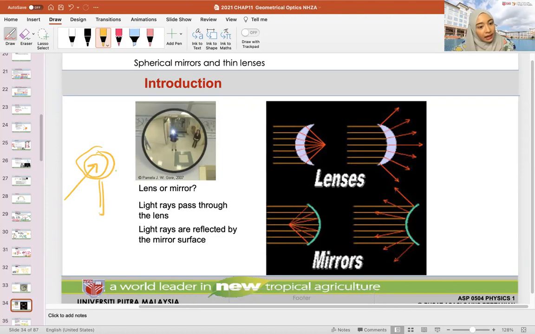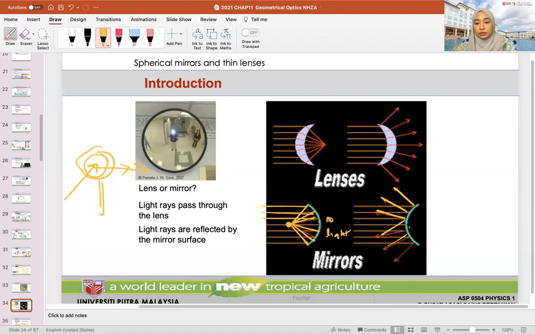If you shine light from here, it will go through. But for mirrors, it will not go through. It will be reflected. Look at it like this. So this is your ray of light. It will be either converging to a point, converge to this point, or it will be diverging.